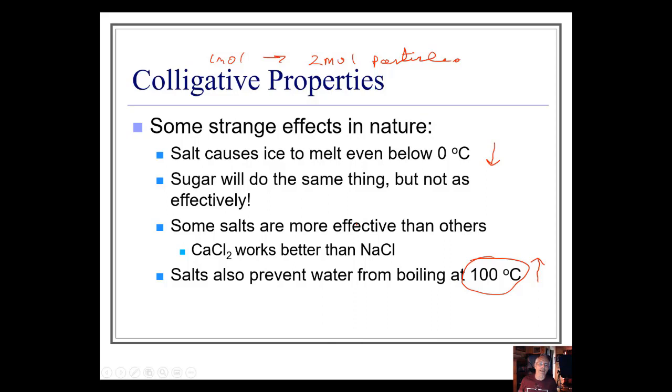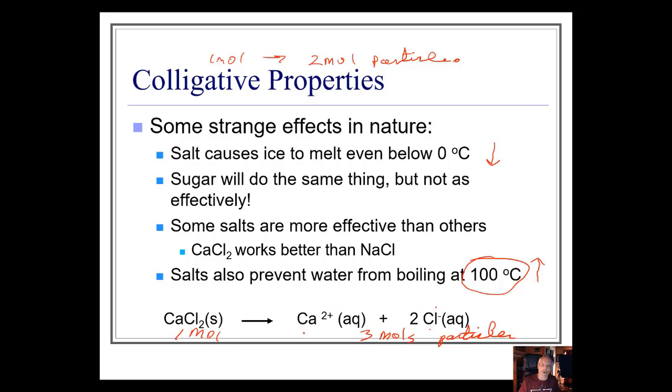However, if I take calcium chloride down here and dissociate that in water, and it is a soluble salt, I wind up with, for every 1 mole of calcium chloride, 1 mole of calcium ion and 2 moles of chloride ion, or 3 moles of particles. And the way it turns out is that it's not really the specific identity of the solute which will change the characteristics or properties of the solution the most. It's the number of particles.